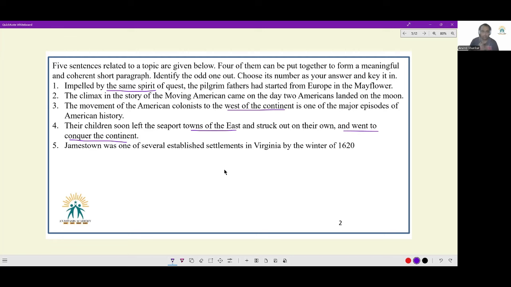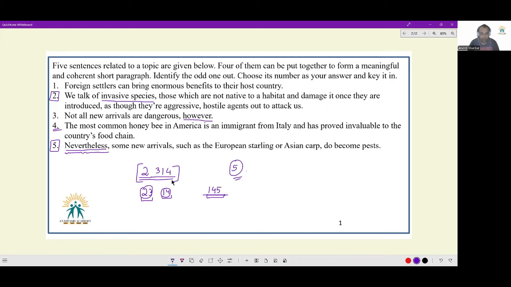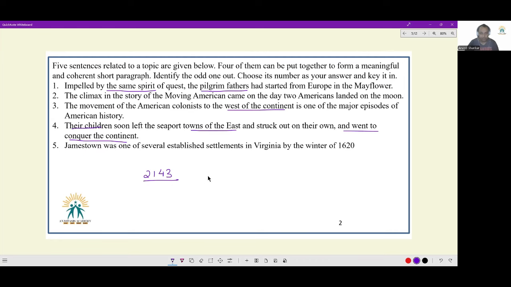Okay, I see this. I also have this reference, Pilgrim Fathers and their children. They also make a link. So 2, 1, 4, 3. This is identical. No, 2, 3, 1, 4. But 2, 1, 4, 3 here. And 5 again is the odd one out here.